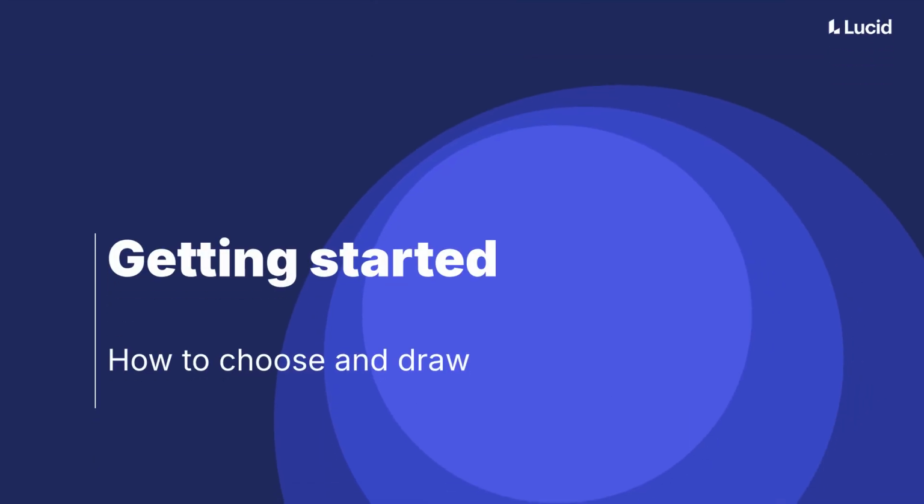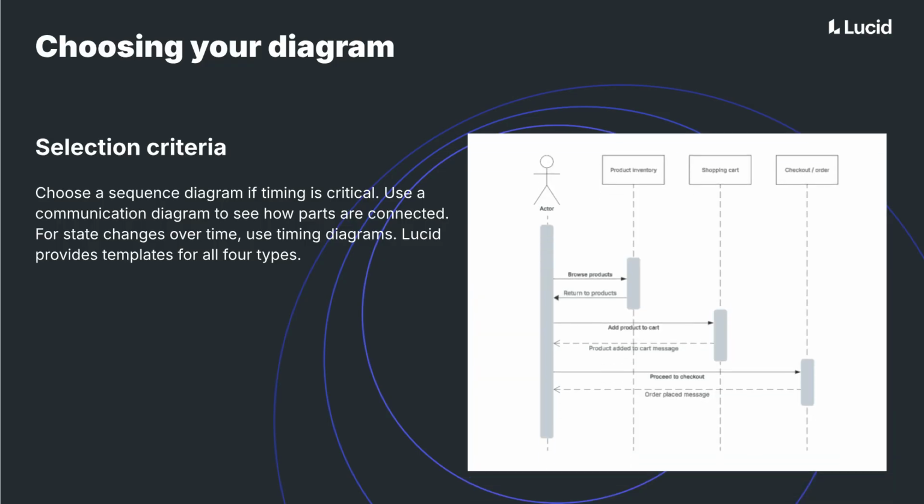With the basics covered, you might wonder how to choose and draw the right interaction diagram for your project. The answer depends on your specific goals. If you need to show the exact timing of events, go with a sequence diagram. If the structural arrangement of your system matters more, choose a communication diagram to visualize those connections.